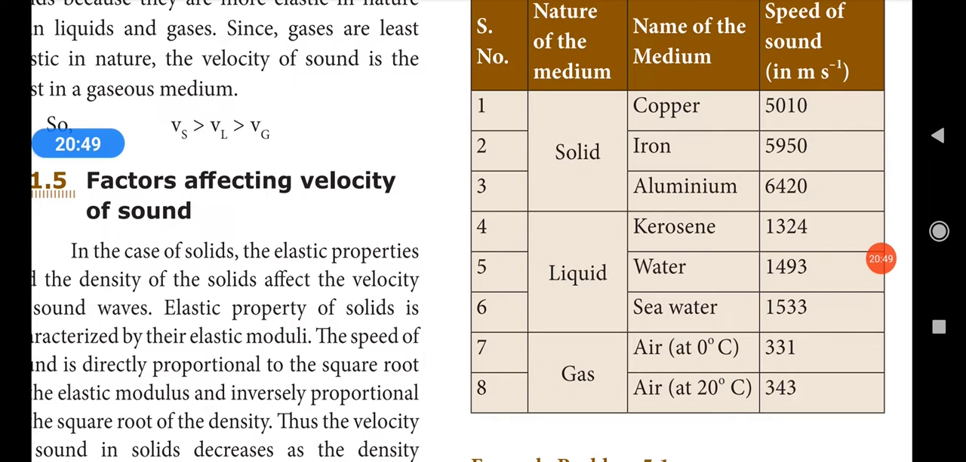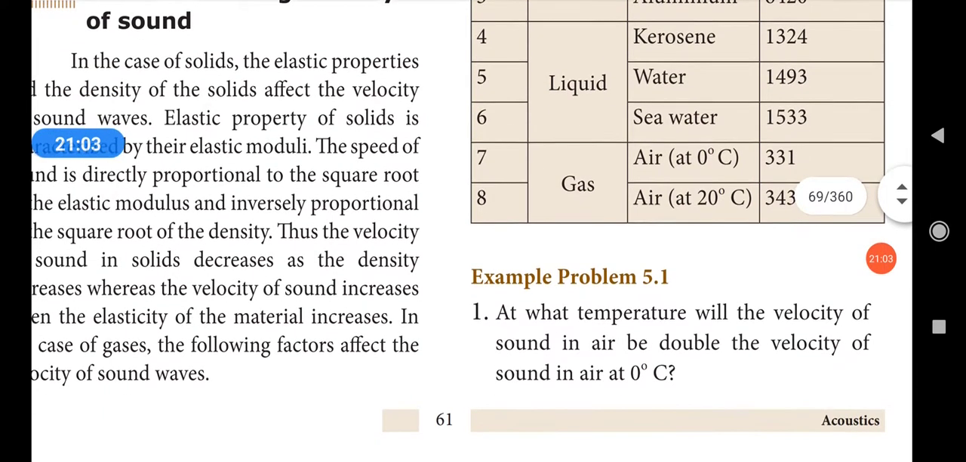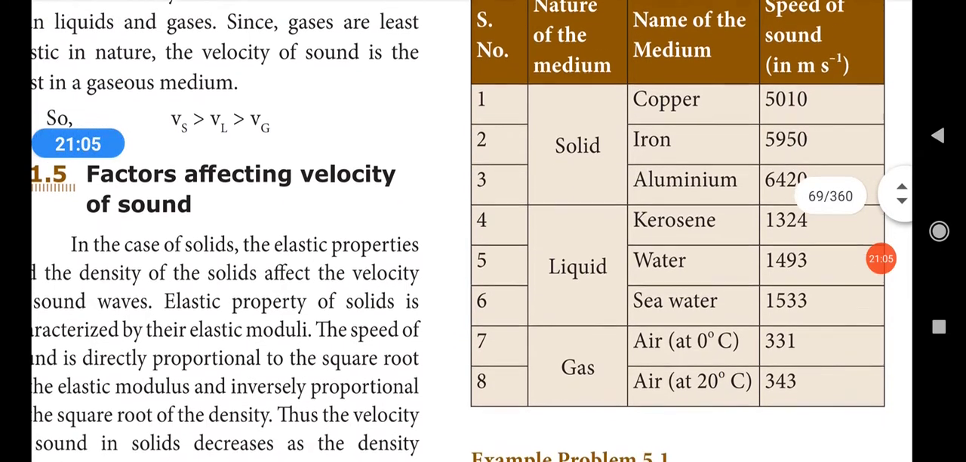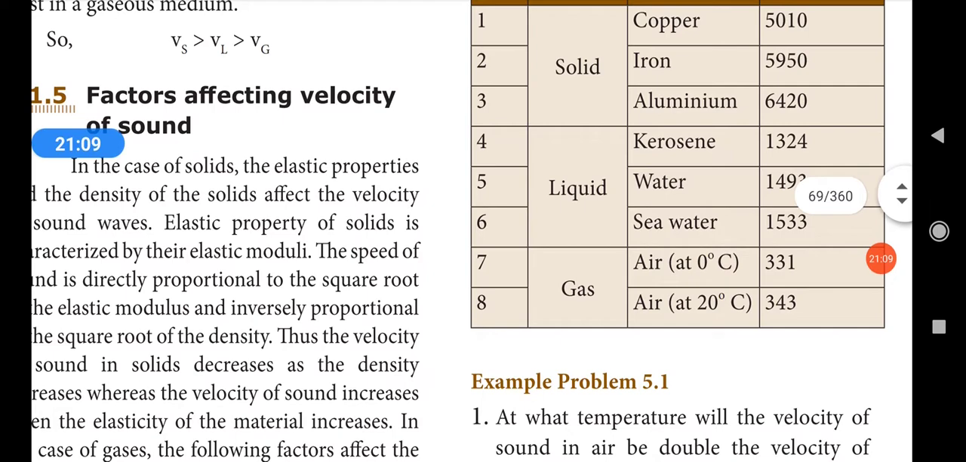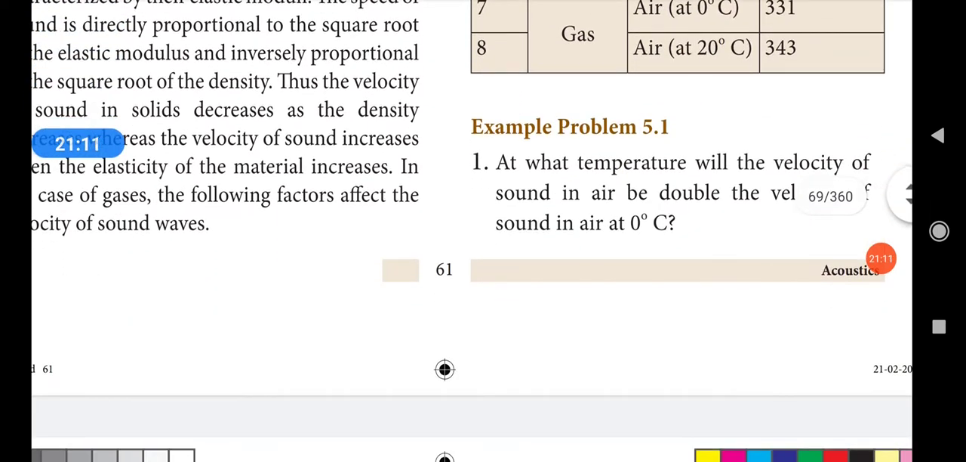Next gas, air. In air at 0 degrees Celsius 331 meter per second, and in air at 20 degrees Celsius 343 meter per second. These are all the velocities of sound in different medium. And then let's solve the problem, simple problem.